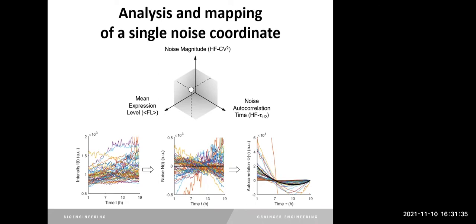So we can calculate the population-based autocorrelation function and extract the half correlation time, which we call tau half. It's the time at which this autocorrelation function has decayed to half of its zero lag value, or half of its variance. So each coordinate is made up of the mean expression level, the noise magnitude, and the dynamics, or the half autocorrelation time.